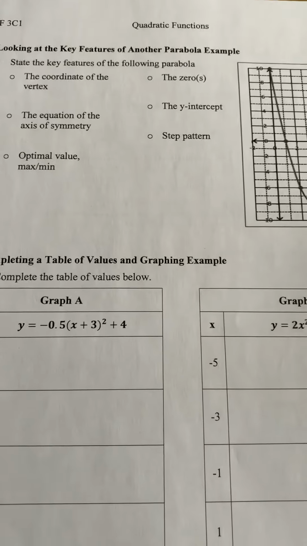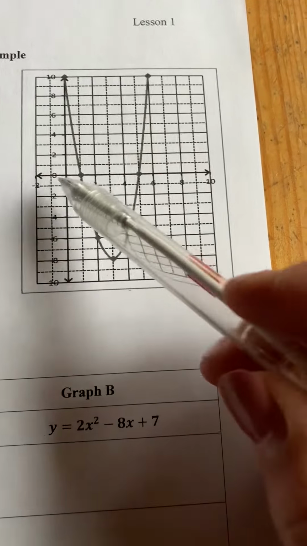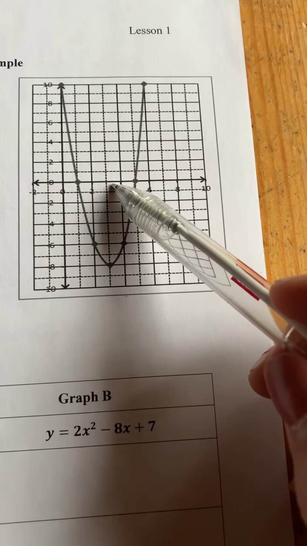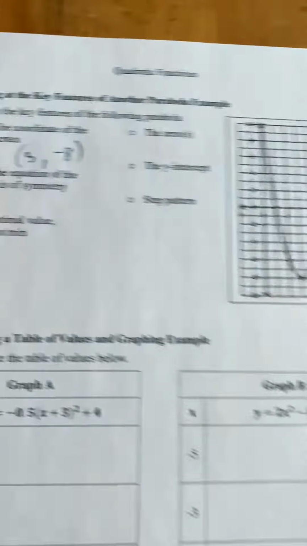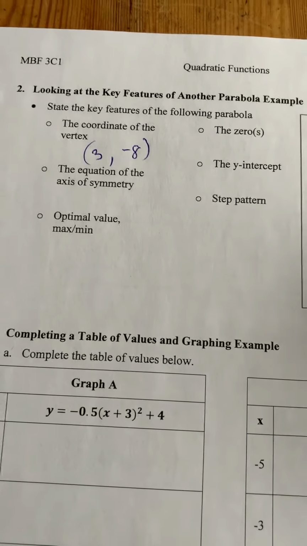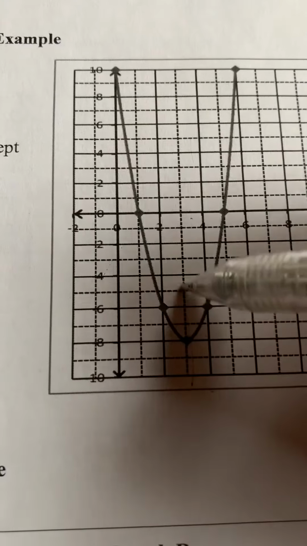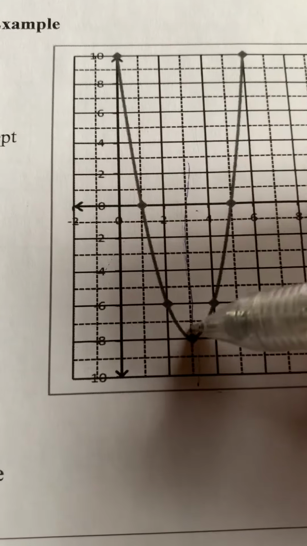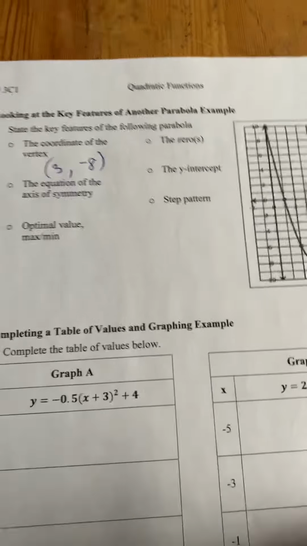So the coordinate of the vertex in this case again, and remember guys, the vertex is the point where it changes direction. We always include the x first. So x is at 3. And then we include our y value, and that is a -8. So those are the coordinates of our vertex. The equation of the axis of symmetry. So again, this is where we cut our parabola in half. Okay, so it is a mirror image on both sides. So that is our axis of symmetry.